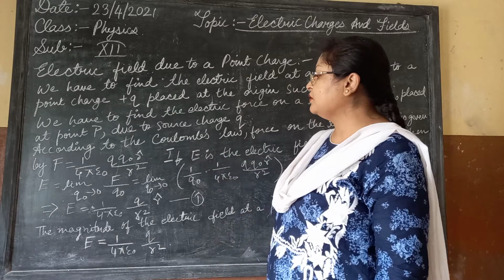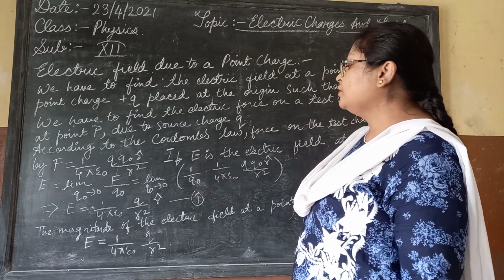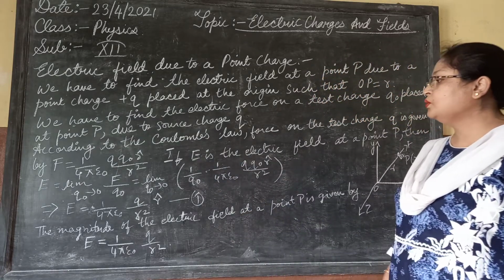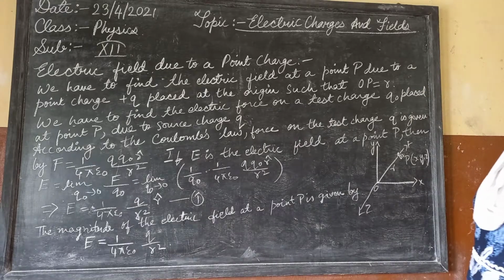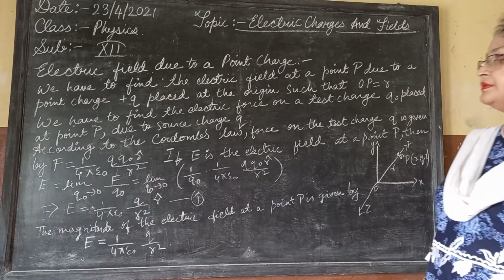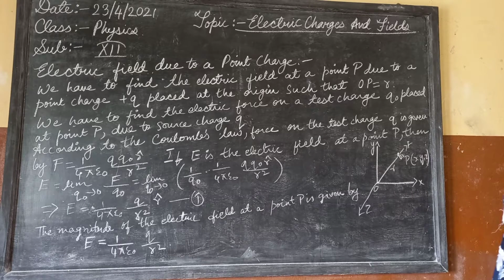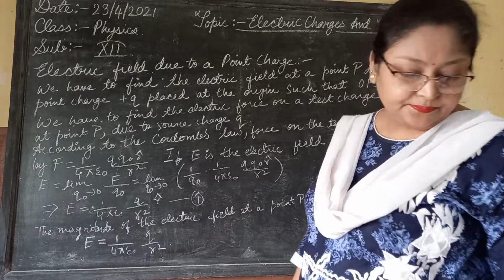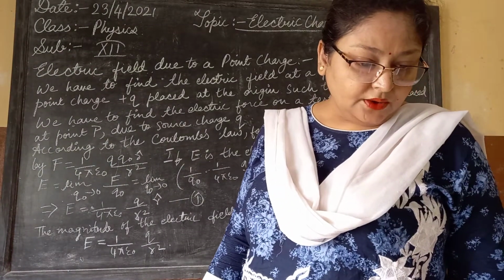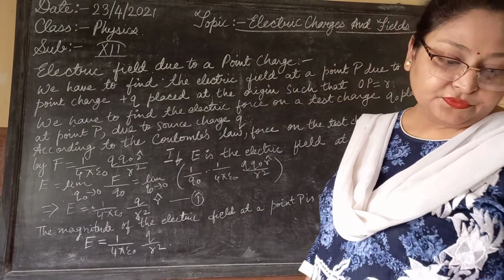Taking Q0 out, what will the value be? E equals 1 upon 4 pi epsilon 0, Q upon R square, R cap. This will be the first equation. The magnitude of the electric field at a point P is given by 1 upon 4 pi epsilon 0, Q upon R square itself. So this will be the value of the electric field at a point.